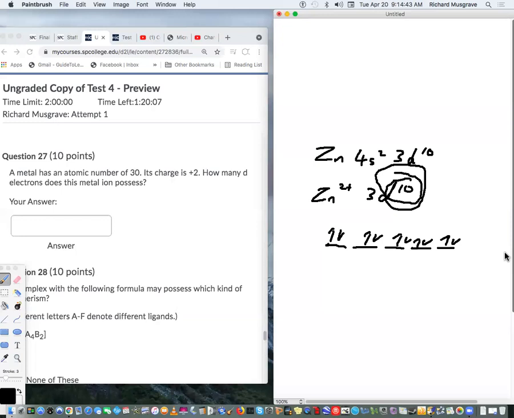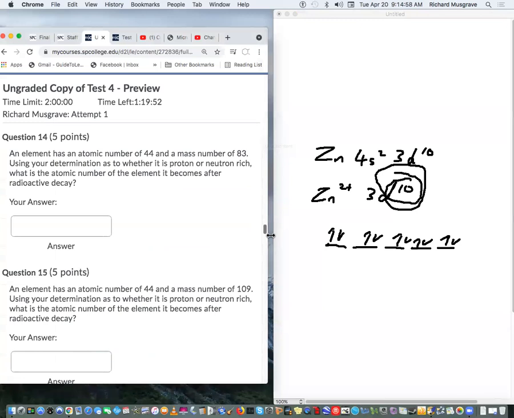Okay, so for a question like that, we go on the periodic table, look at which element has that atomic number, and determine the number of electrons. That's right, after you've taken out the s electrons for the charge.